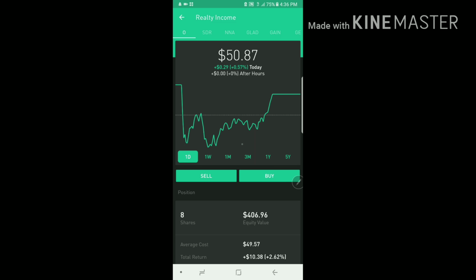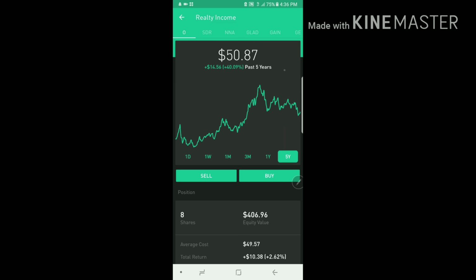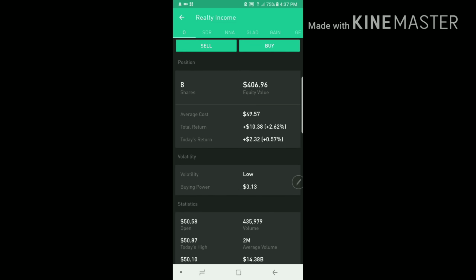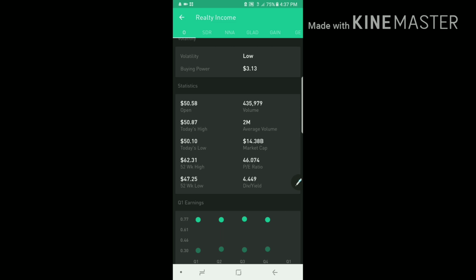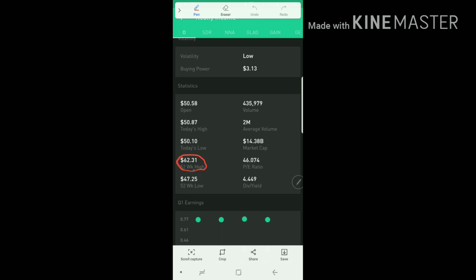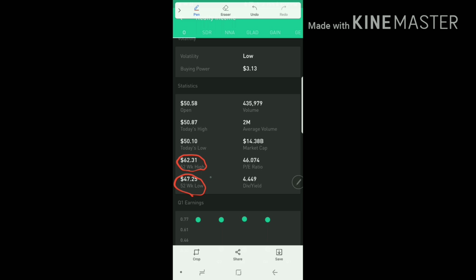How did I decide to buy into the stock? The reason I bought into the stock is because, as you see, overall, it's been good and it's been up. In the past year, it came down big time for some reason because of the whole tax thing. You can check this if you're using Robinhood. You have the 52-week high, and it's at 62.31, and the 52-week low is at 47.25. So this stock has been really good lately, and it pays a constant dividend.